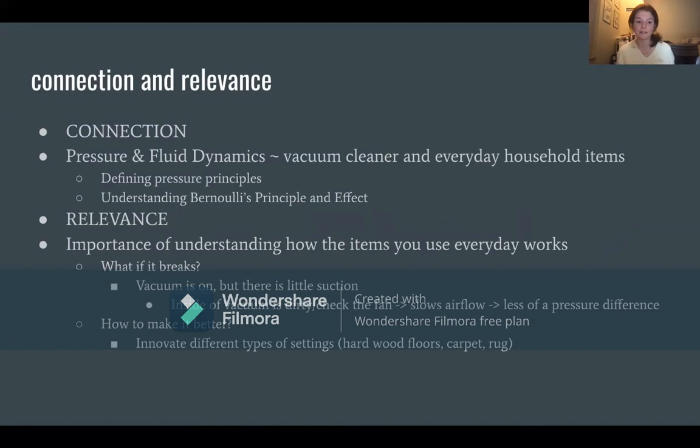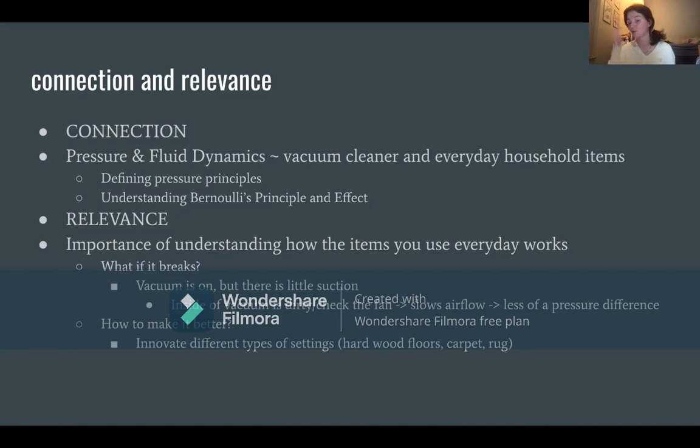The relevance of understanding this is that it's very important to understand how these items that we use every day work. The reason it's important is not only to understand what we're using, but also to figure out ways to fix it or make it better. Whenever your vacuum cleaner breaks, you can now figure out, is it just not picking up enough dirt, or is it actually broken? Is there some other issue?